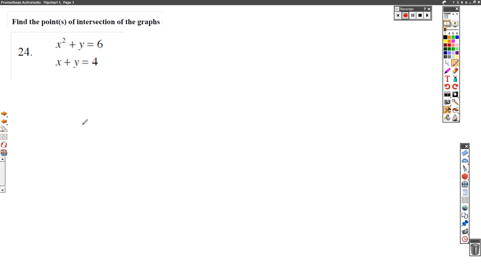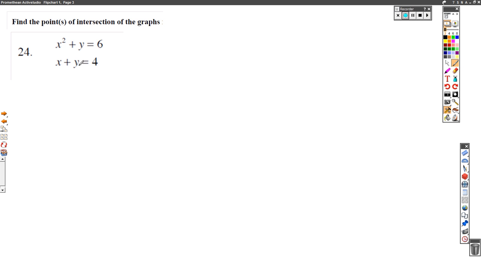Alright, number 24 from the summer packet. We have to find the points of intersection between the two graphs. So we want to know when these two graphs are going to be equal. Notice the square. So this is going to be a parabola, and then this one is going to be a line. Alright, so we have to figure out where the parabola is going to cross the line.